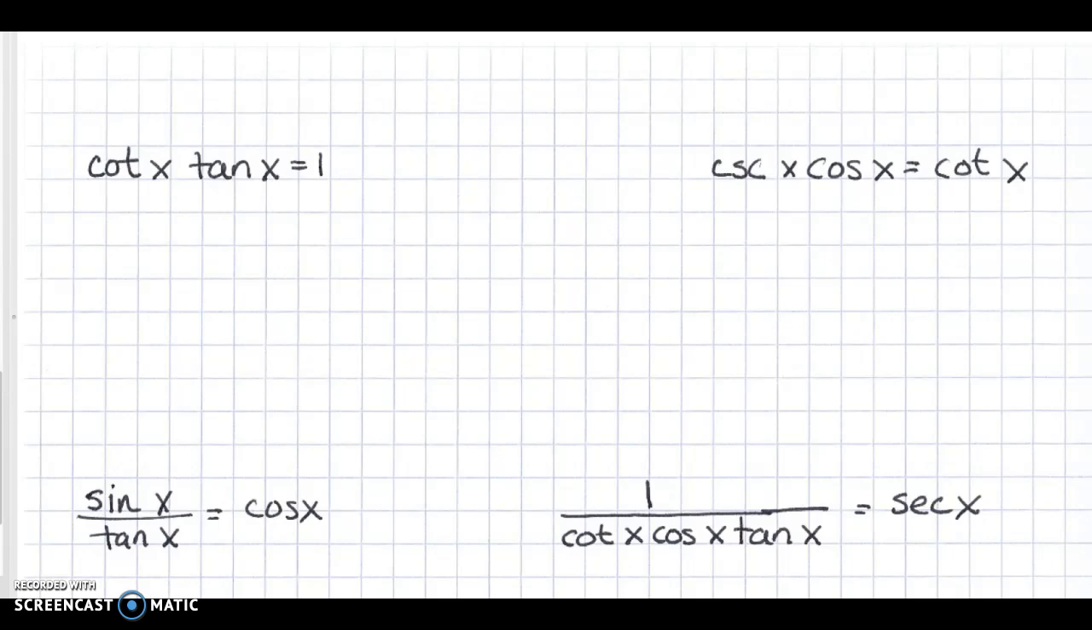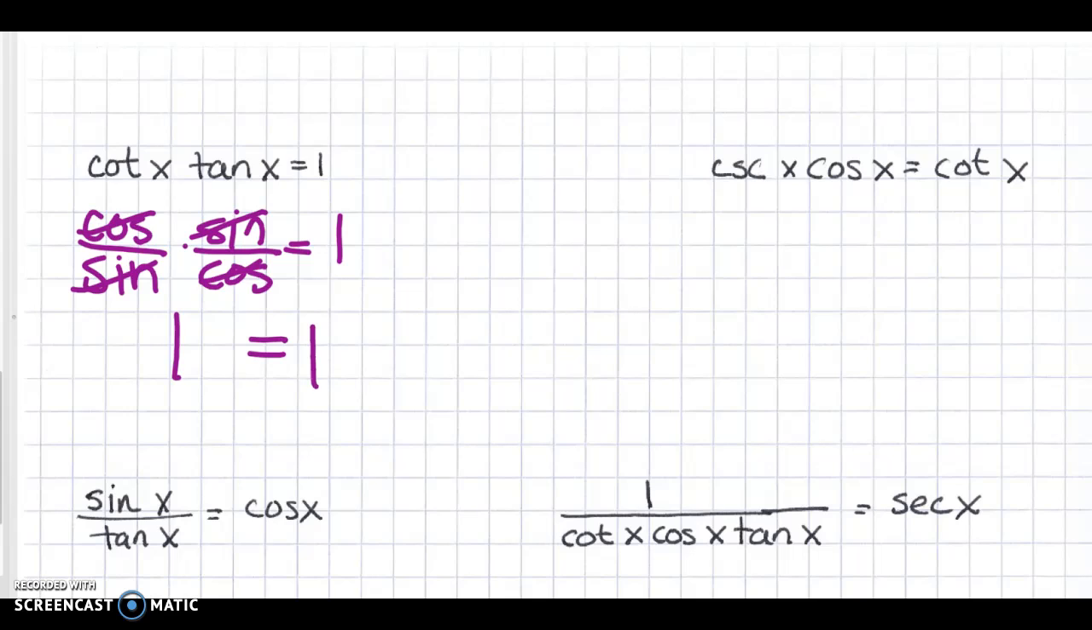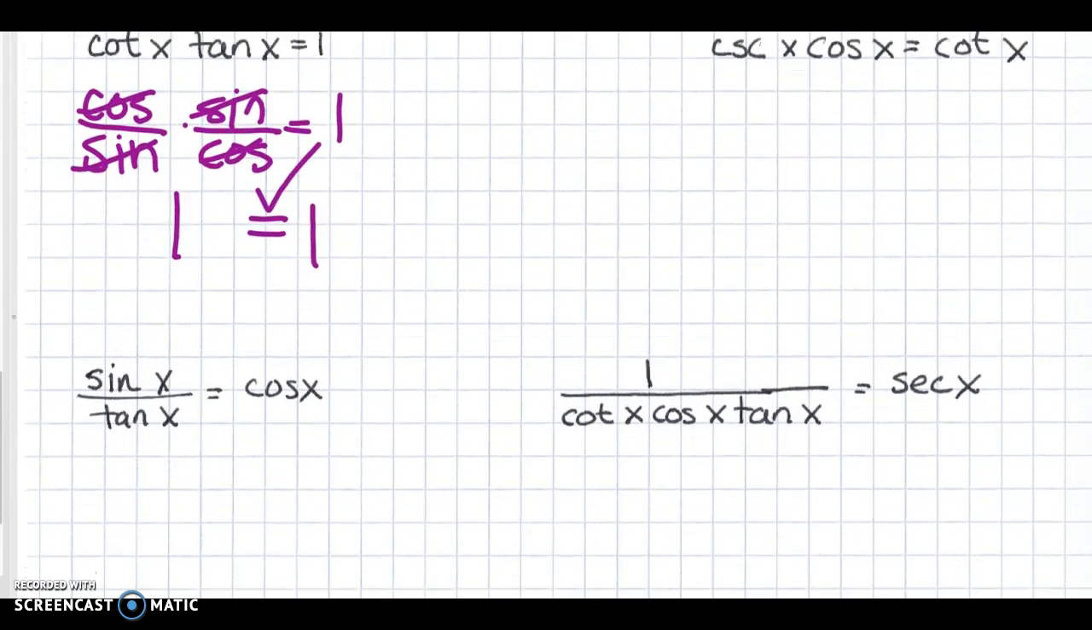Well, I know cotangent is equal to cosine, I'm going to leave off the x's for now, over sine. And tangent is equal to sine over cosine, which is equal to, it says it's equal to 1. I cancel these, and I cancel those. I get 1 equals 1. Piece of cake. Simple. Keep that in mind when you're working on problems. You're just canceling things out, simplifying and canceling.